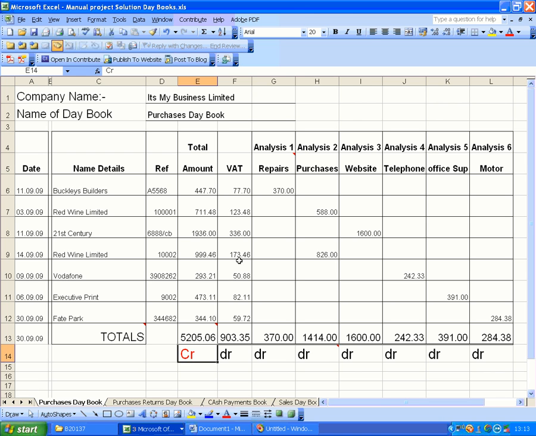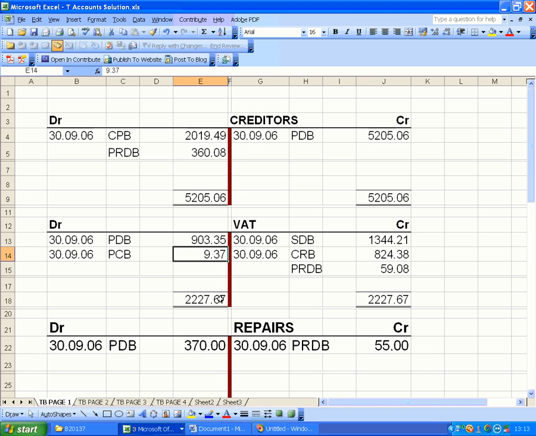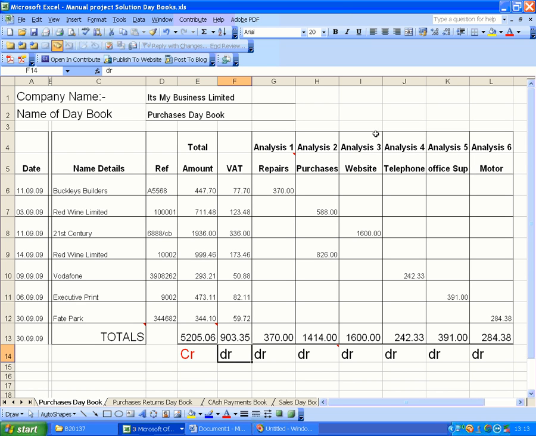The next column is the VAT, and the value has a debit posting, debit VAT 903.35. Again, back to the T accounts, go on to a new account, VAT, and on the debit side, 30th of September, the value is coming from the purchases daybook, 903.35. Again, mark that as being posted and go on to the next one.